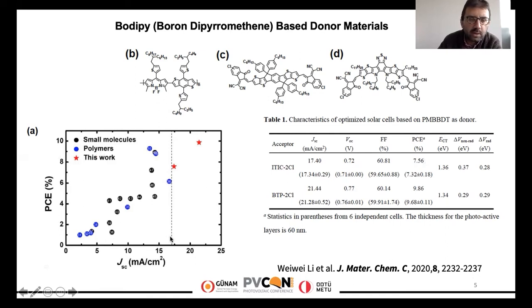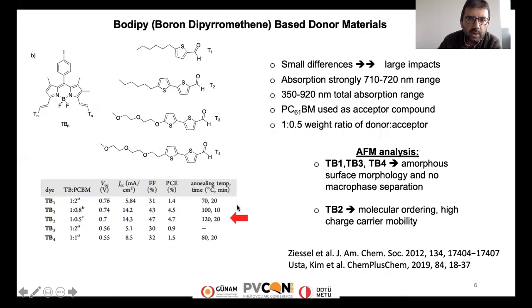So if you look at the studies based on the BODIPY molecules, small molecules and polymers have been used, and with small molecules and polymers there are intermediate values, high values, and a bit lower values. Another study with BODIPY was from the Ziessel group. They synthesized BODIPY-based structures, and the highest value they got was 4.7 efficiency in 2012. They see that very small differences could have a large impact. Actually the absorption is strong at 710 and 720 nanometers.